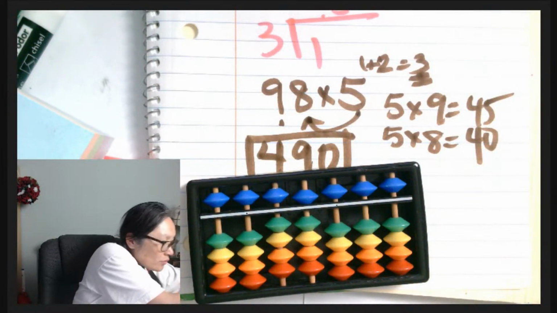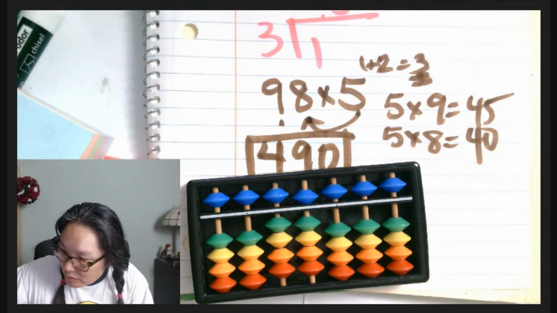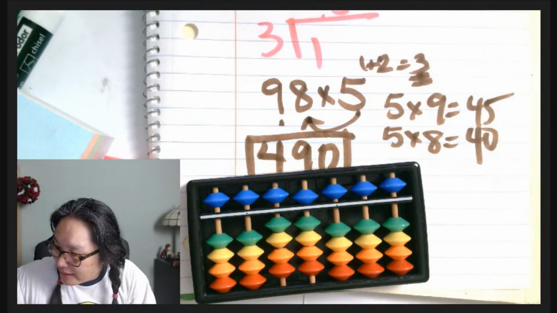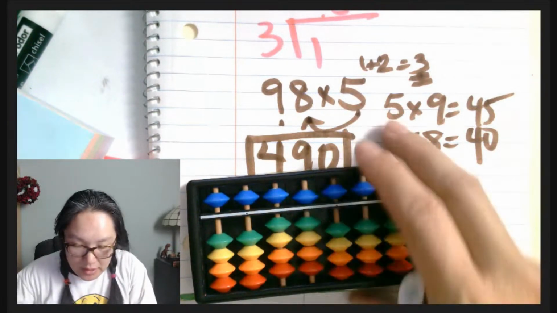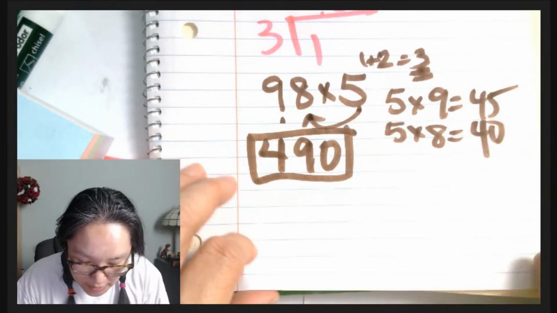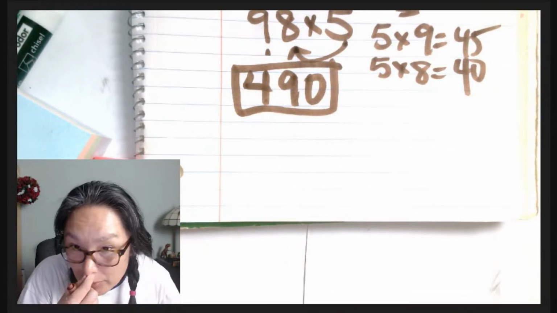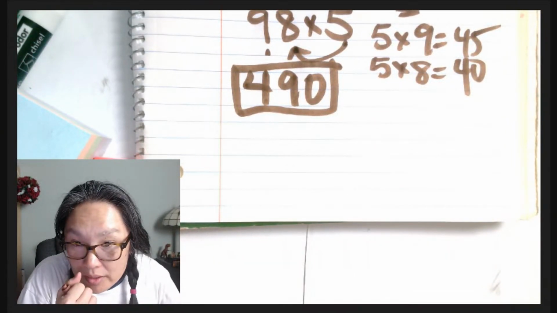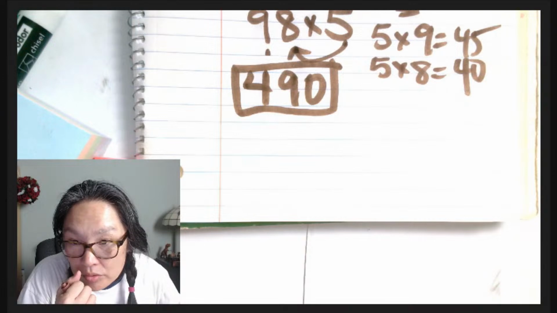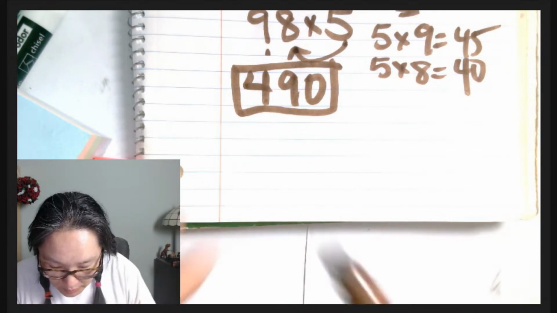So if you notice, what we do is we're multiplying, right? But we're calculating it in our head. We're not necessarily doing it on the abacus. We're just using the abacus to help us to track the numbers. So let's do this one.